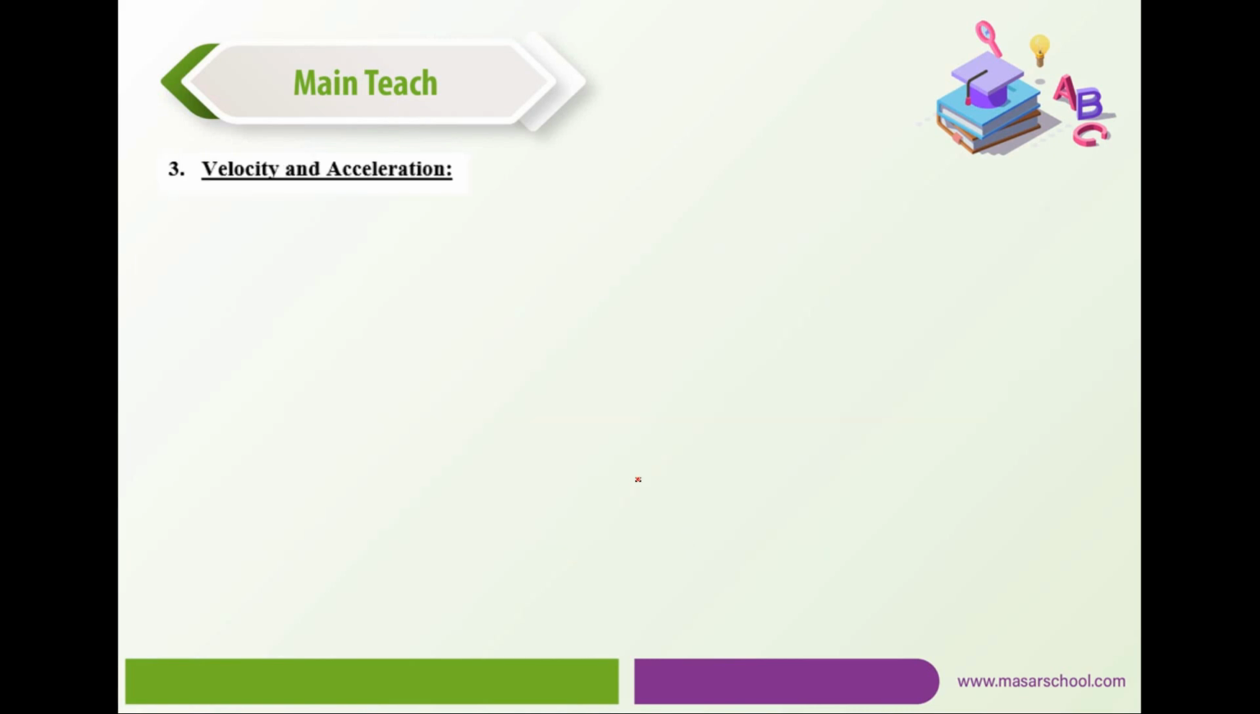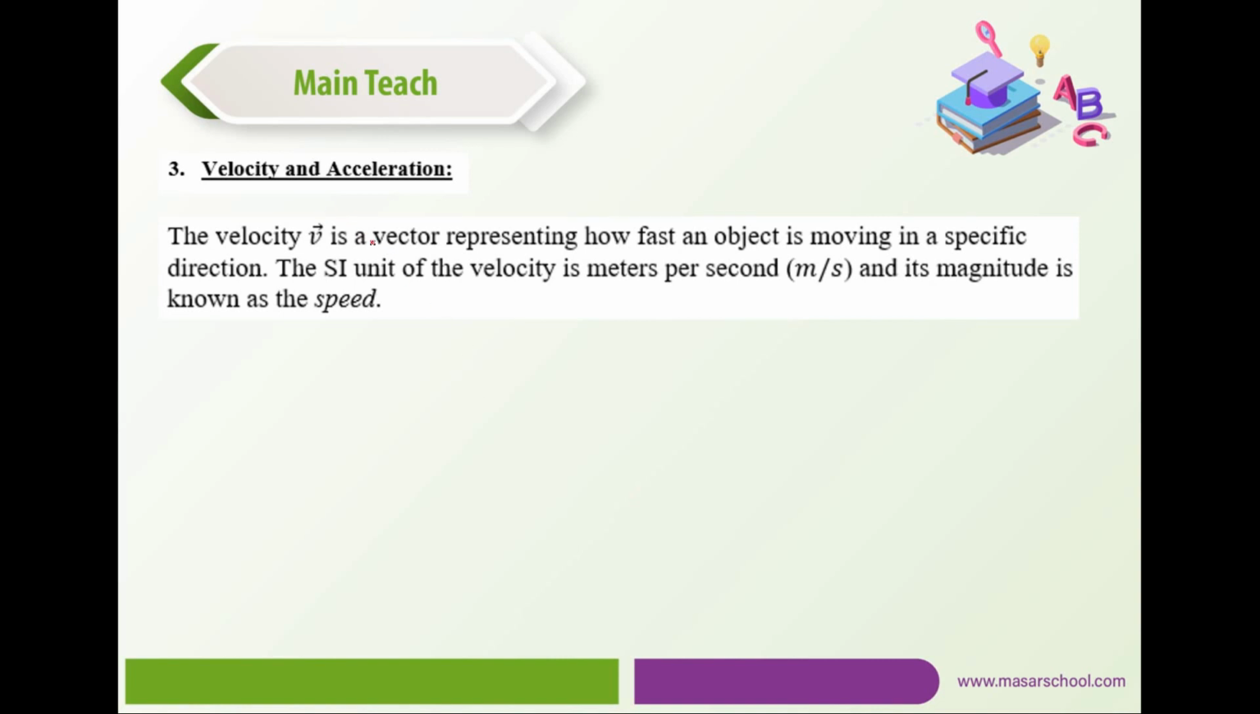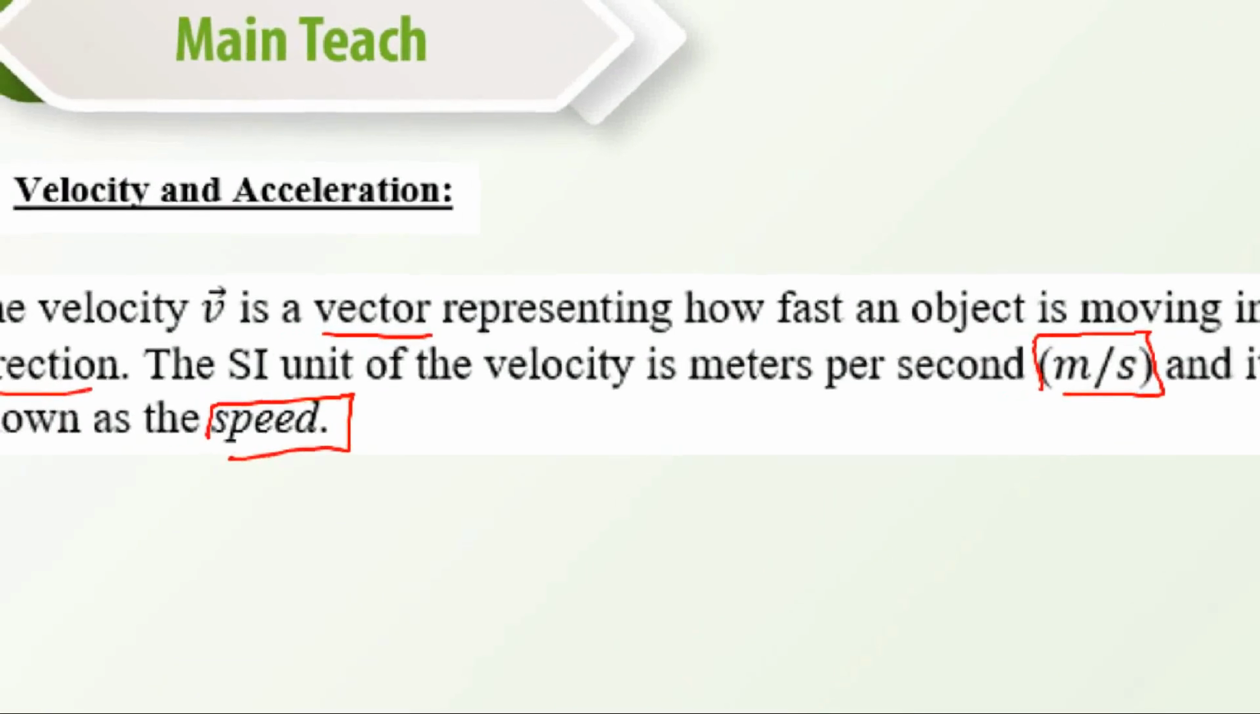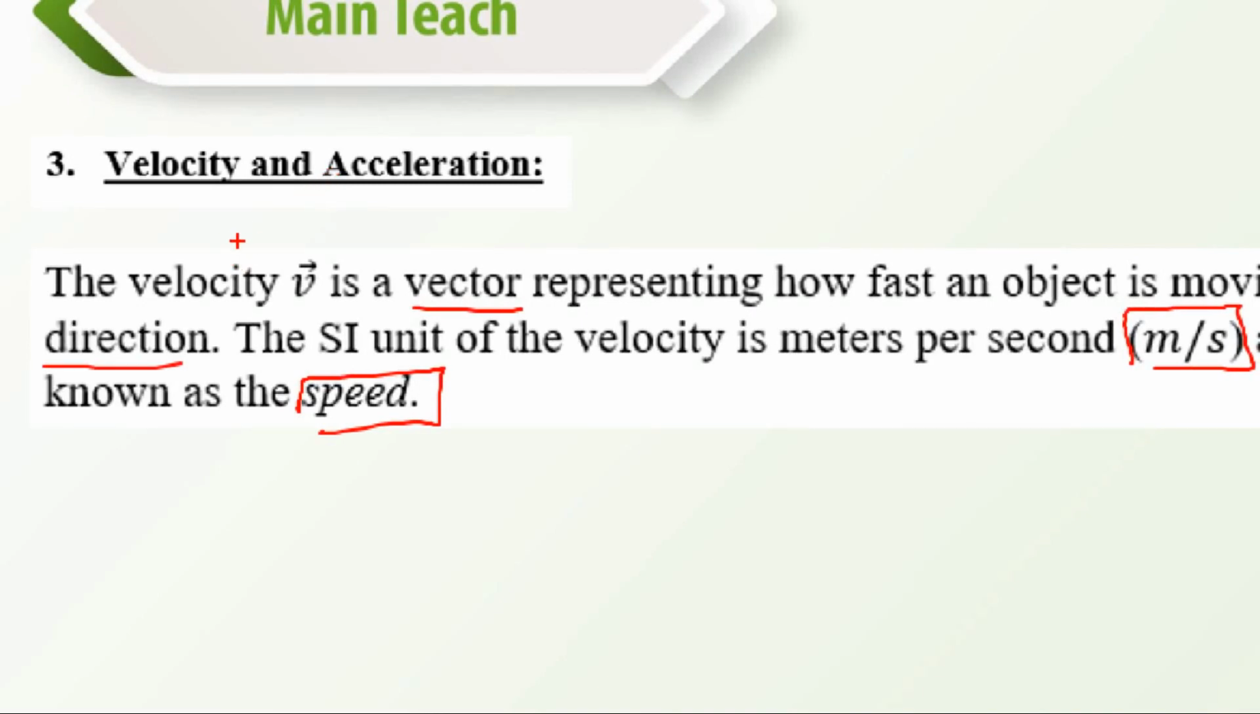Now section number 3, the velocity and the acceleration. The velocity is a vector representing how fast an object is moving in a specific direction. This is important. The SI unit of the velocity is meter per second, and the magnitude is known as the speed. So remember that velocity is a vector. It has both magnitude and direction. Usually the magnitude is known as the speed.